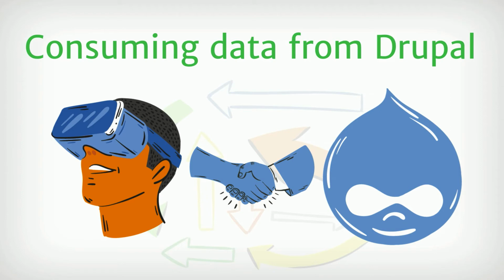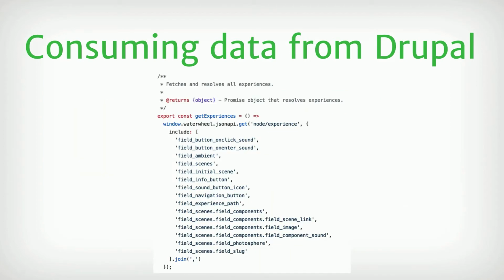So really, we have one slide to show about consuming data from Drupal, and that is something that's too small to read, but it's using the JSON-API module in coordination with the Waterwheel module to go fetch the experience bundle off the node and include a lot of different related entities like the scenes that we talked about, the ambient sounds, the components that are on the scenes, and from there we can just let the front end do its job. So this is a single call to build out an entire VR experience here.